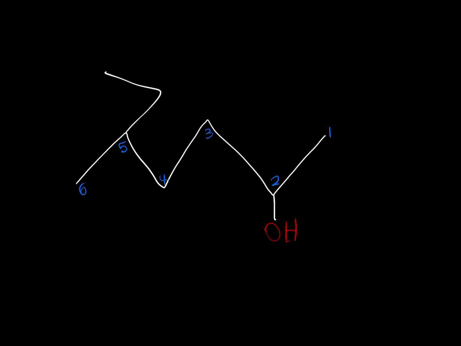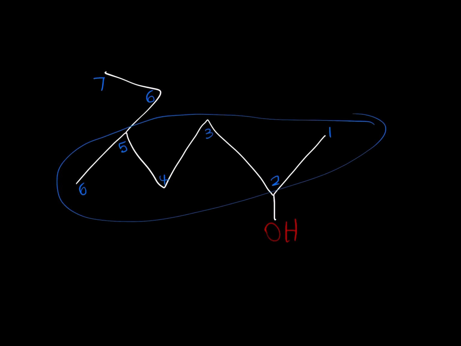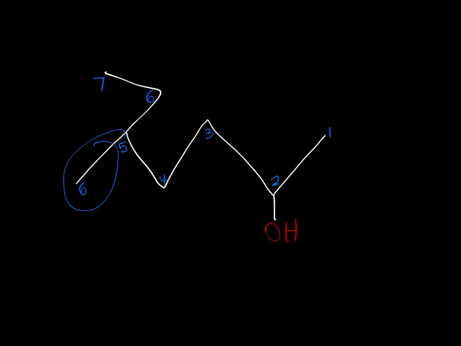However, if we count like this, we can see that this chain actually has 7 carbons, while this one has 6. Even though this one looks like it's the main chain because it's drawn like this in the bond line structure, this ending only has 1 carbon and this ending has 2. So that one is going to be the longer chain. So that's your main chain.